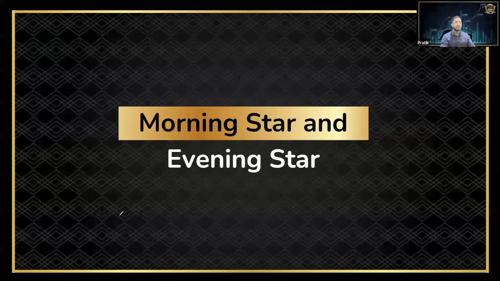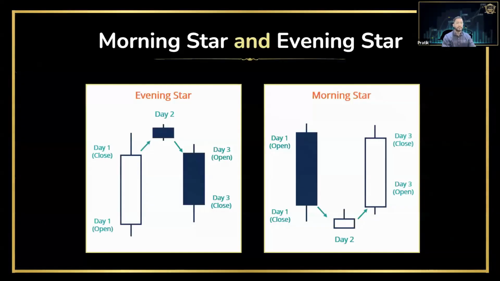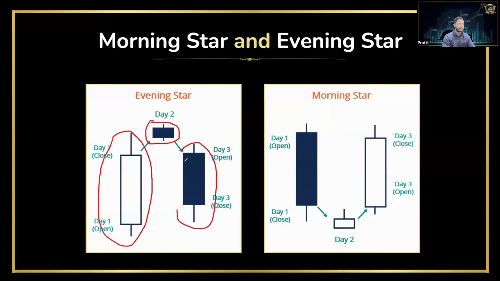Before going there, let's do the last pattern that we're covering today. It's called the morning star and evening star. Can you see there are 3 candlesticks involved here? So the first day, the price has opened, it's a green candle. Next day is a small candle at the top. And after that, the price comes down and closes below like this.